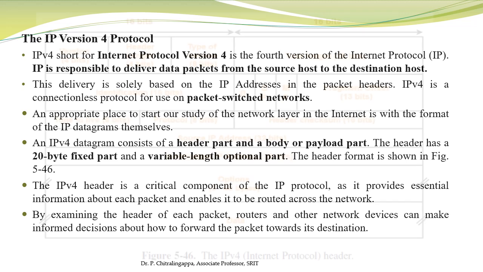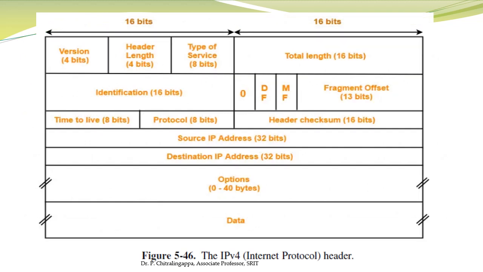So this is the IPv4 header format: version, header length, type of service, total length, identification bits, don't fragment, more fragments, time to live, protocol, header checksum, source IP address of 32 bits, and destination IP address. This is the data.